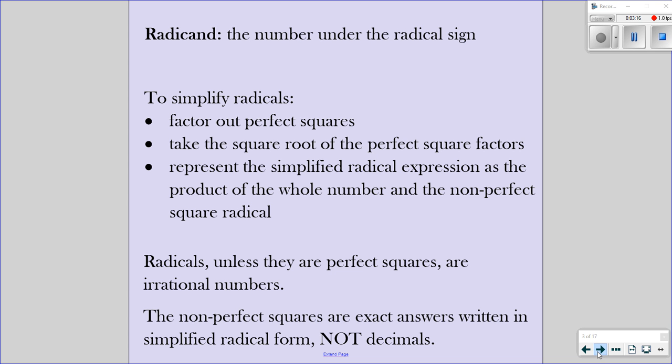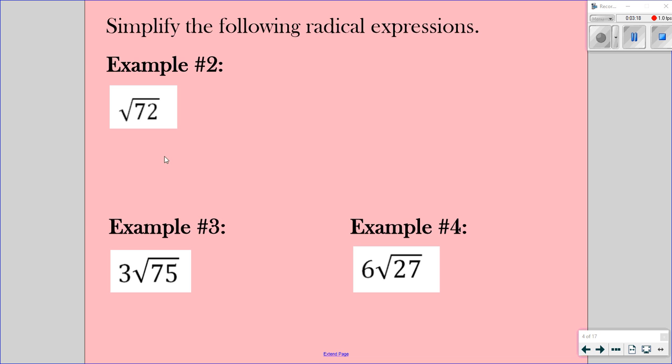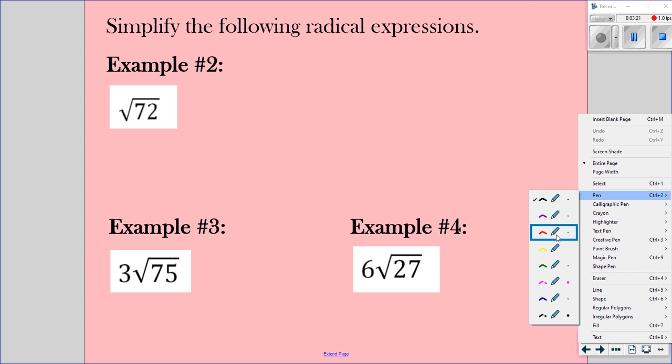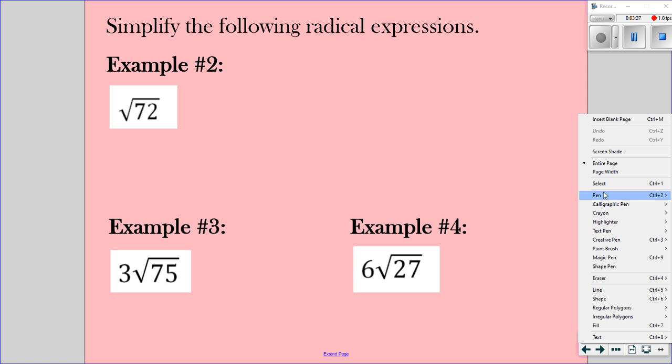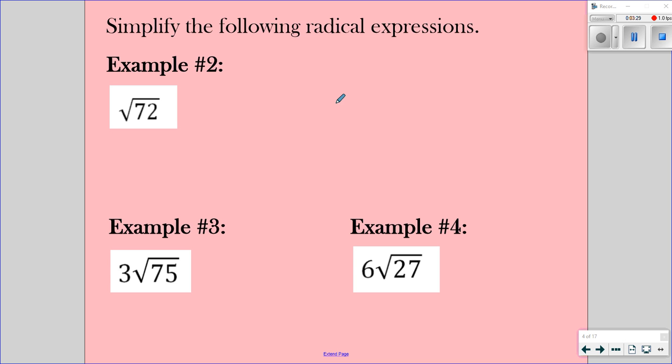All right, so we're going to do examples based on simplifying radicals. So for the first one, we have the square root of 72. So we need to find 2 factors that will give us the square root of 72. Again, one of them has to give us a perfect square.